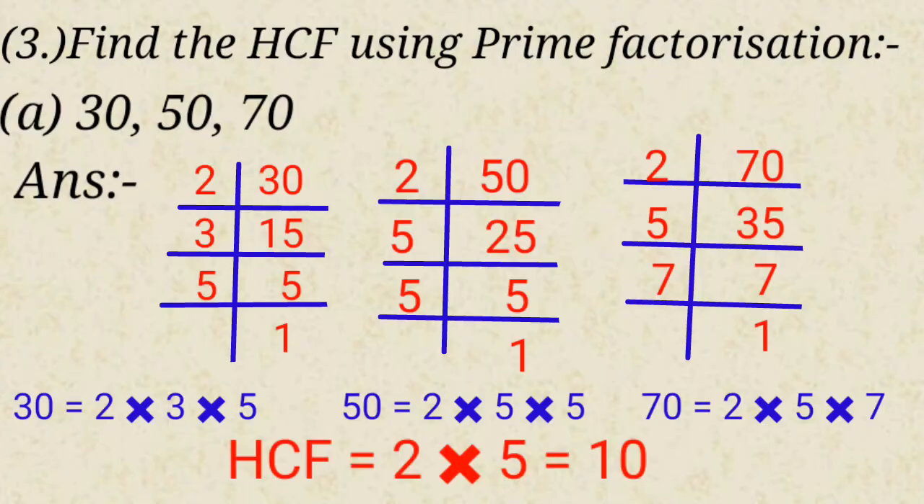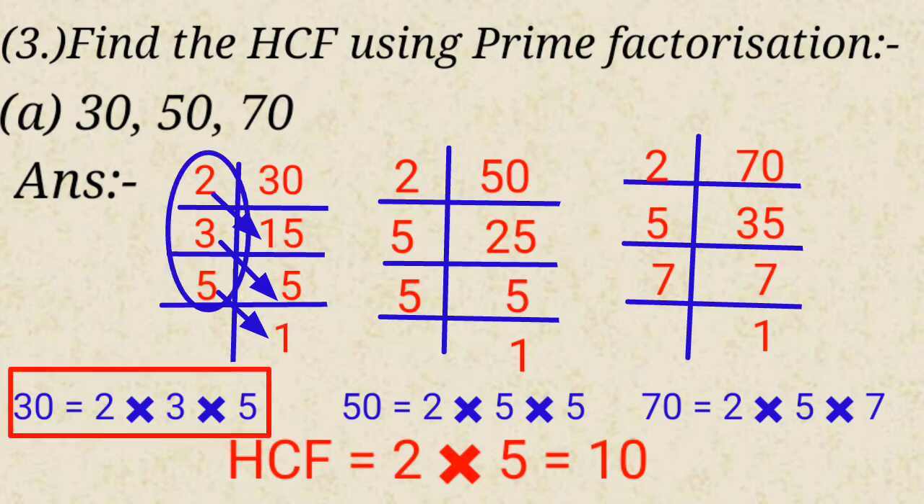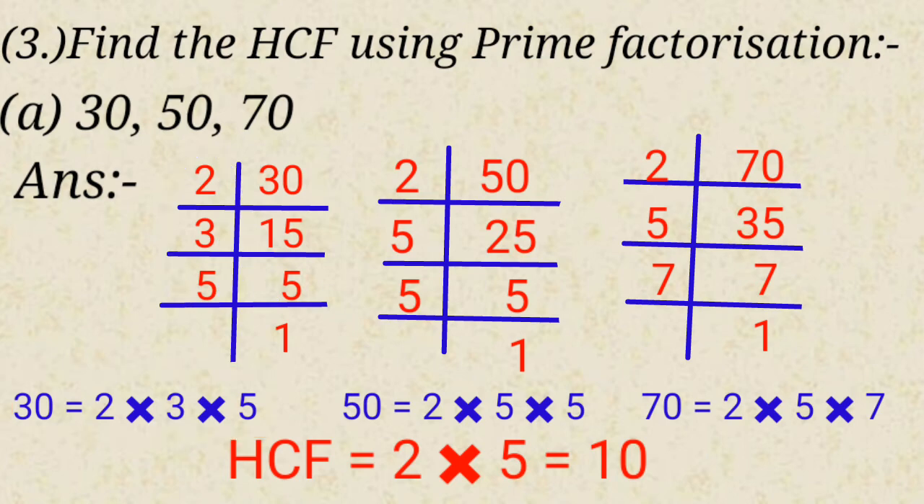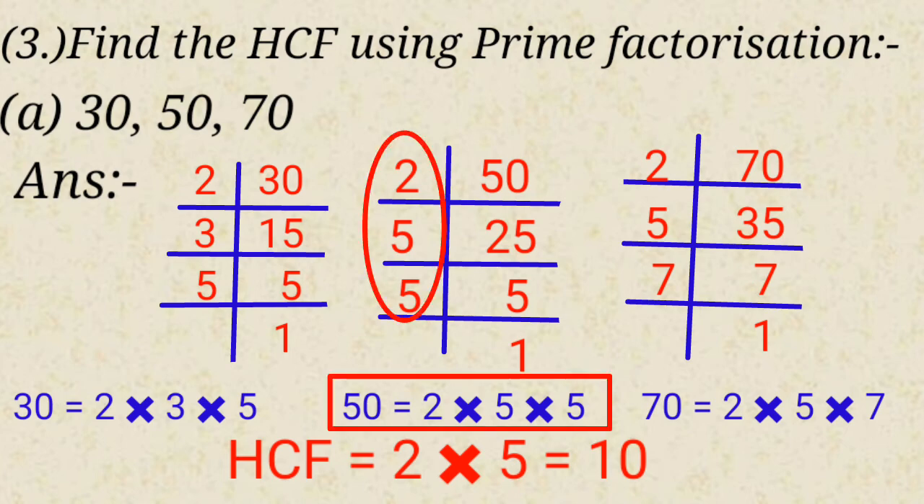Answer. Third part is find the HCF using prime factorization. So here A part is 30, 50 and 70. So we will do factorization similarly. Here 30, 2 15s are 30, 3 5s are 15 and 5 1s are 5. So we get 1 at the bottom. So factors of 30 is equal to 2 into 3 into 5. Similarly, factors of 50, 2 25s are 50, 5 5s are 25, 5 1s are 5. So we get 1 at the bottom. So factors of 50 is equal to 2 into 5 into 5.